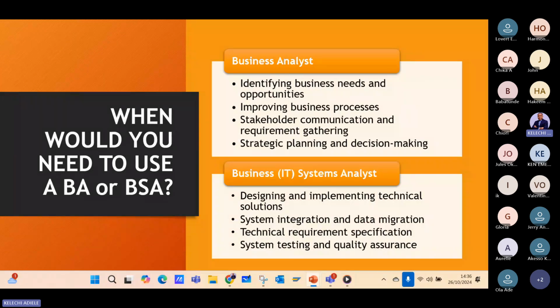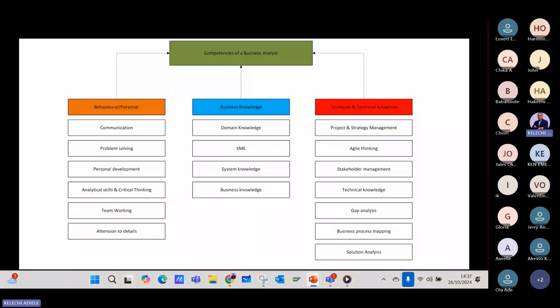So a BA understands, we're going to see the skills that are required, the competency for a business analyst. One is the behavior or personal qualities. Two, the business knowledge. And three, the technical know-how.